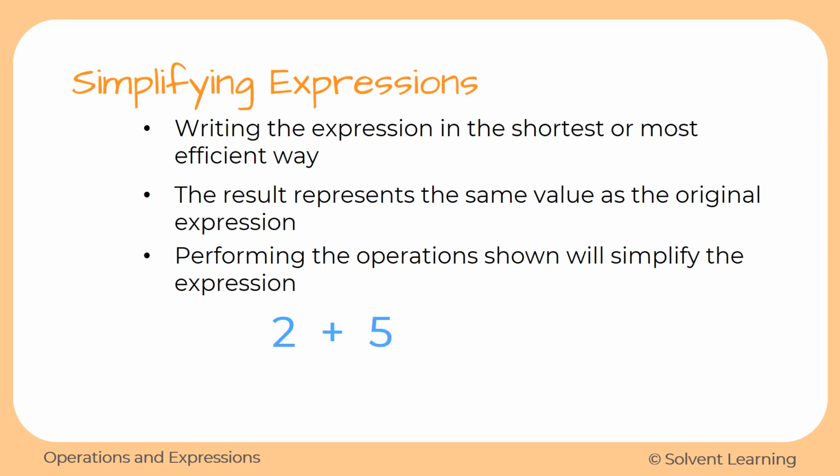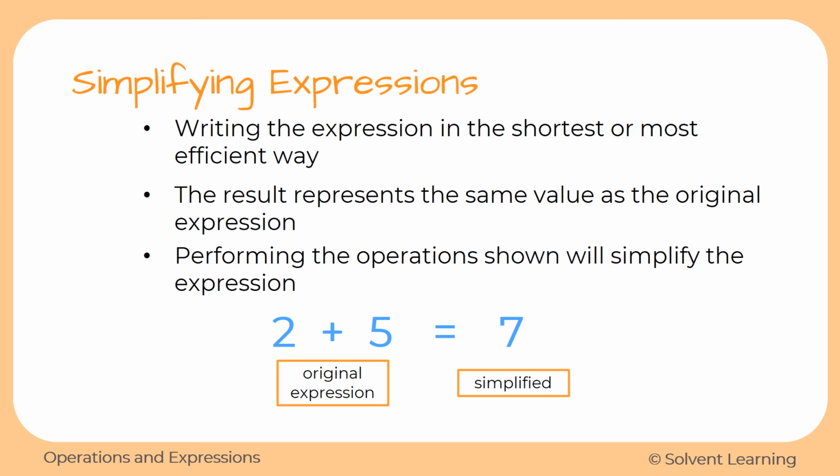Okay, so here's an example that we looked at before, 2 plus 5. Now we know that 2 plus 5 is really just equal to 7, but what we're doing is simplifying that expression. We're performing the operation by adding the 2 and 5 together. Now our result is just one number, 7. So our original expression had 2 numbers in it, the 2 and 5, but once we performed that addition operation, we were able to simplify it to just 7.